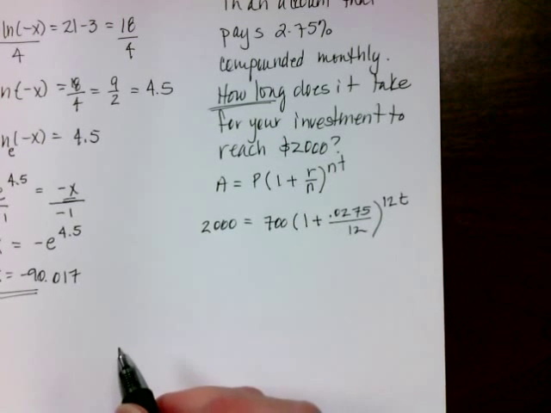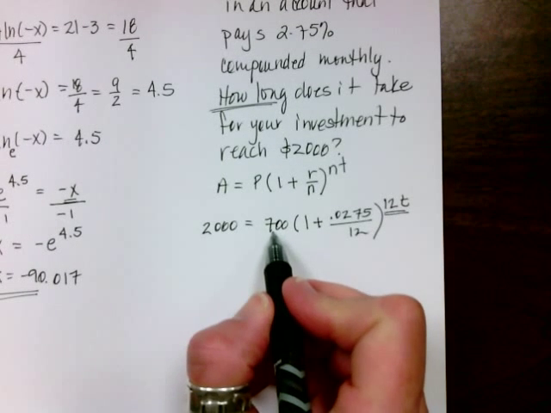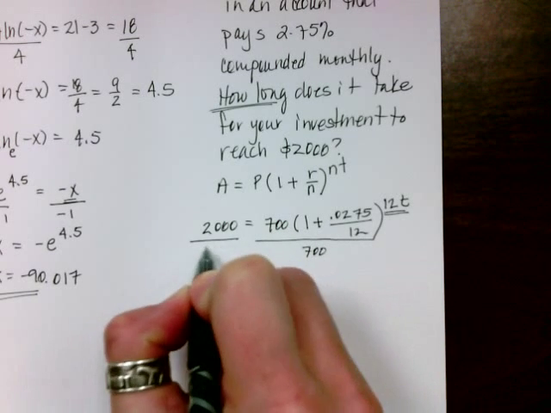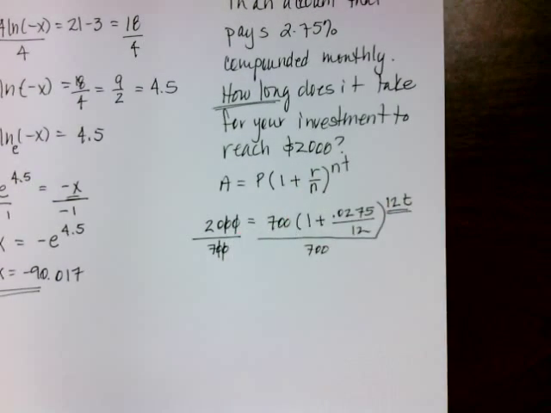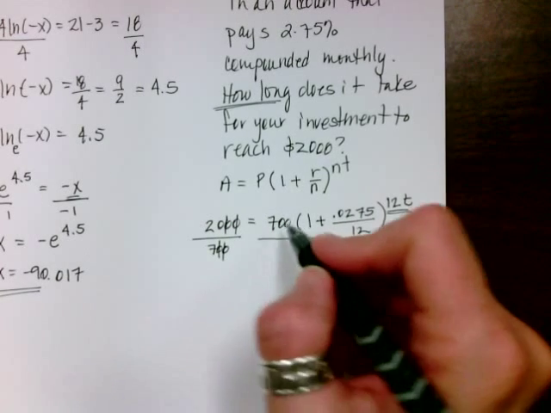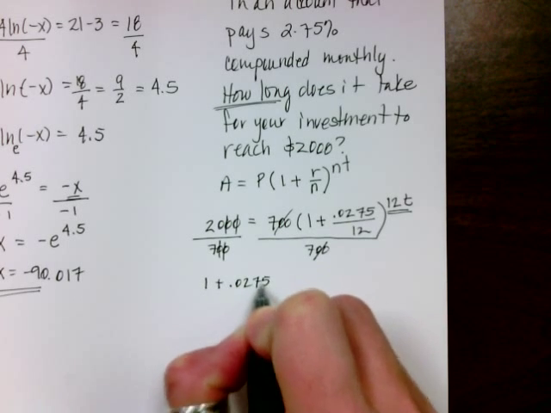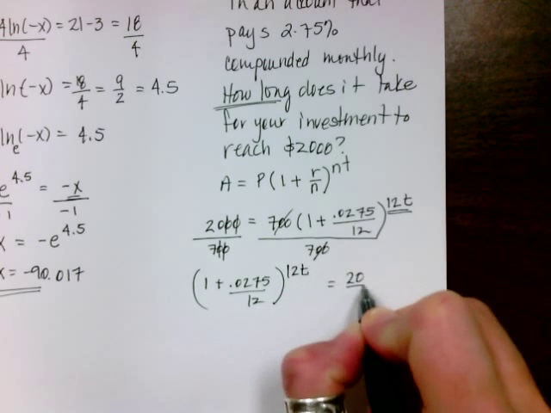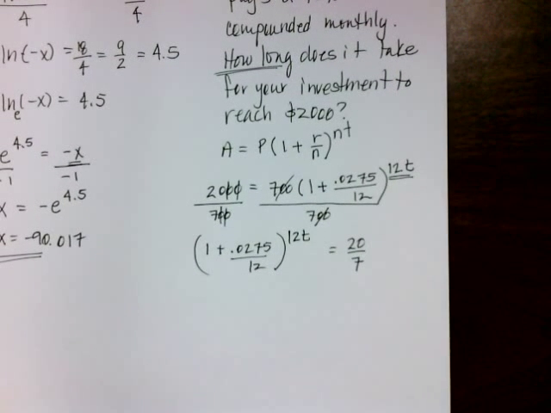Alrighty. Okay, so if my goal is to solve for time, the first thing that I'm going to do is divide by 700. So I'm going to divide this side by 700, and I'm going to divide this side by 700. 2 zeros cancel, so I get 20 divided by 7. So I'm going to get 1 plus 0.0275 divided by 12 raised to the 12t is equal to 20 divided by 7. And remember, when we're doing compound interest, we don't want to round along the way because we create a lot of error.